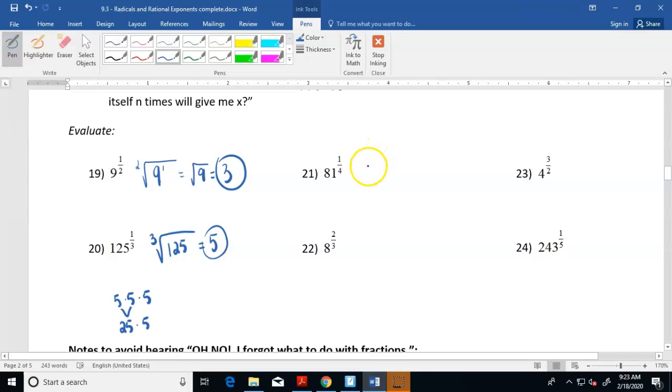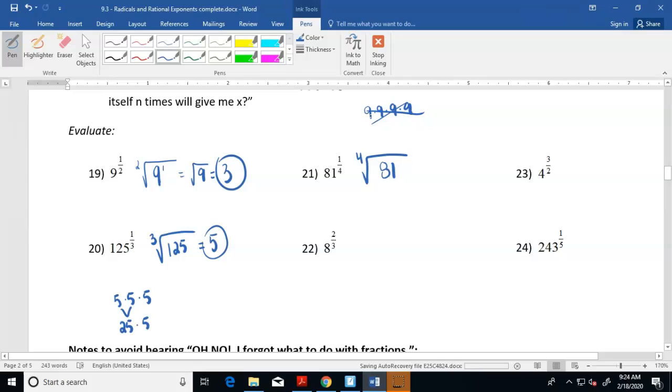It will not be 9. Because what type of root, Julie, are you going to get? You'll have 81 to the first power. What type of root do you have? A fourth root. The square root of 81 is 9. But the fourth root, we would have to do 9 times 9 times 9 times 9, which would not give us 81, right?